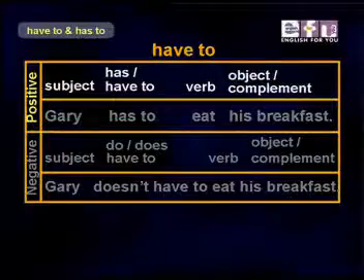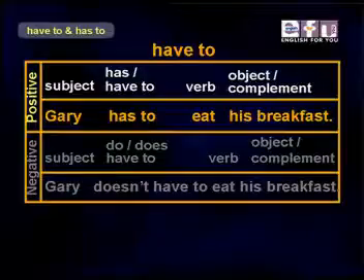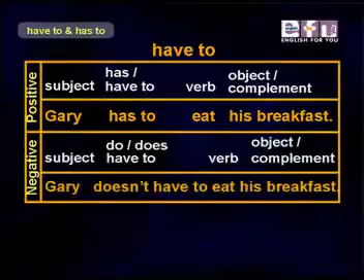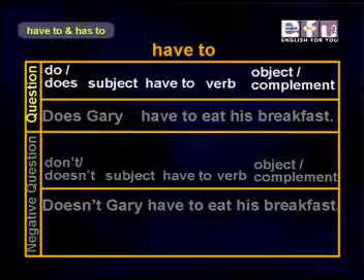Now look at the chart for have to. We could start with the positive form. Gary has to eat his breakfast. First the subject, then has or have to, and then the verb, and the object or complement. In the negative form, we can say, Gary doesn't have to eat his breakfast. Subject, and then don't have to or doesn't have to, and then your verb, and then your object or complement. In the question form, we can ask, does Gary have to eat his breakfast?